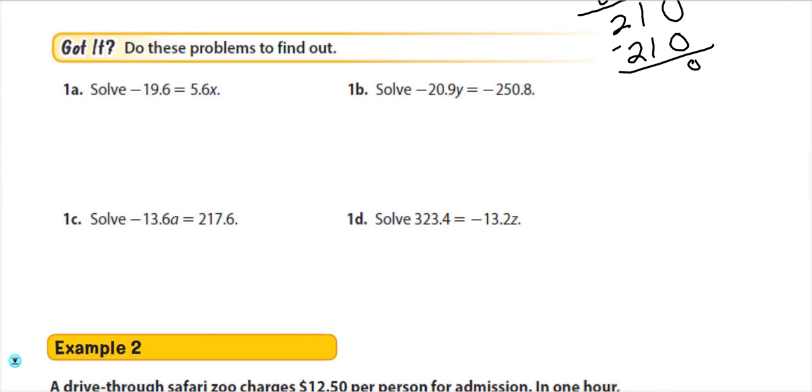All right, let's take a look. So we're going to have negative 19.6 equals 5.6x. We're going to divide by 5.6. Okay, we need to do long division, so it's going to be 19.6 divided by 5.6. We're going to go over one time. All right, and that's going to go in 3 times, which will give us 165. No, 168.